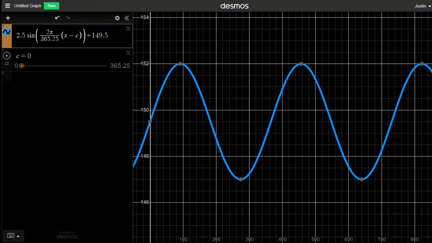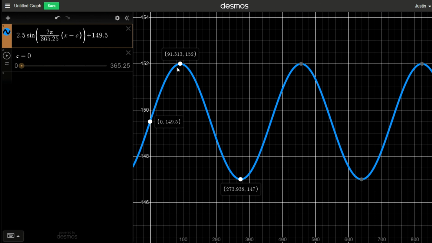Now here I have on Desmos, I've graphed that function that we just derived for the modeling of the distance of the Earth from the sun as it orbits. And you can see that this has a midline at 149.5, right? That's the middle line. It goes up to 152, which we said was our maximum. It goes down to 147, which was our minimum.